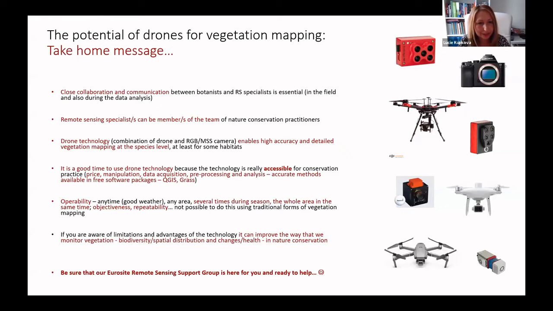So these are the advantages, but we have to say that you should also be aware of limitations. And of course, if you know the advantages of the technology, it can really improve the way that you monitor vegetation, biodiversity, also spatial distribution and change of vegetation, and using a hyperspectral aerial camera, you can even evaluate the health of vegetation. We have another project where we deal with vegetation health. So these are very good news for nature conservation.